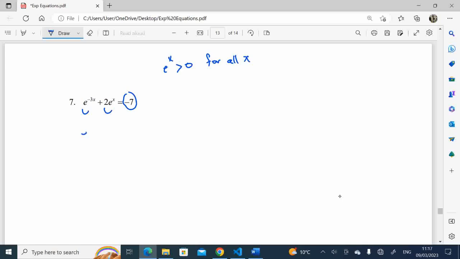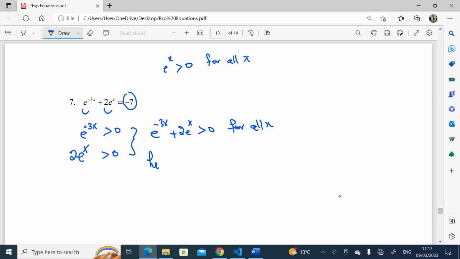So since e^(-3x) is strictly positive, and 2e^x is strictly positive, so e^(-3x) plus 2e^x is strictly positive for all x. Hence, e^(-3x) plus 2e^x equal negative 7 has no solution.